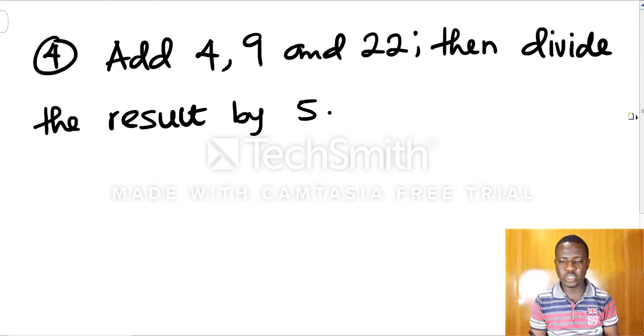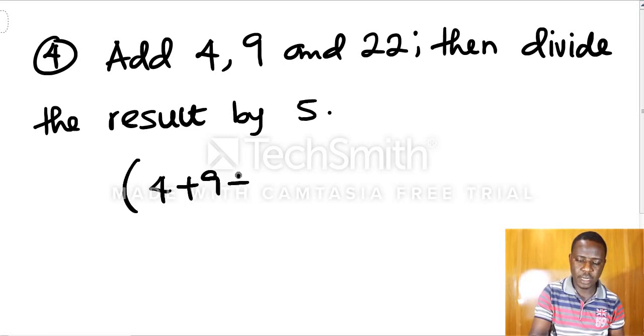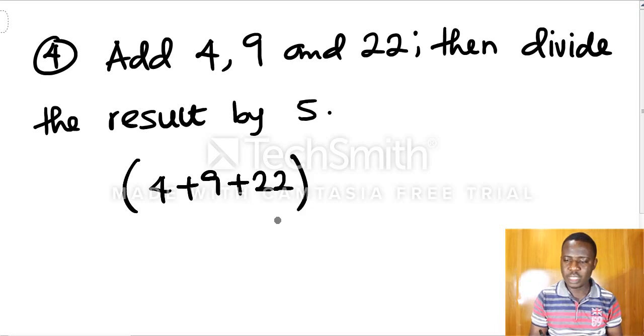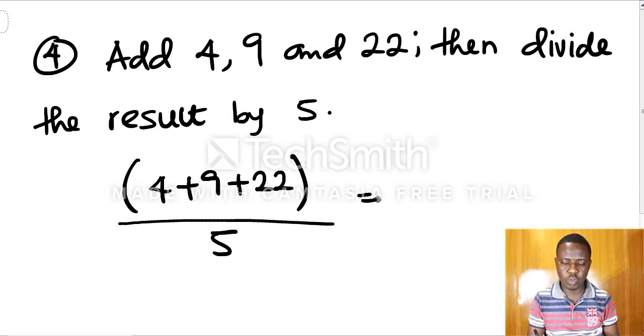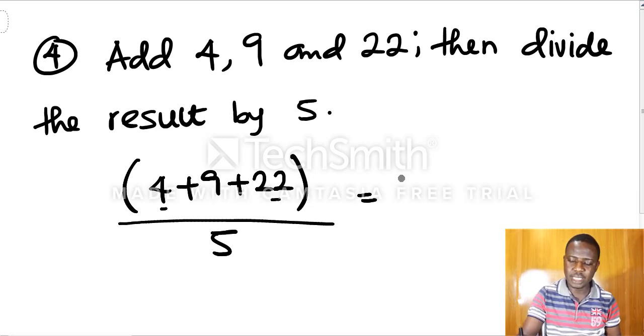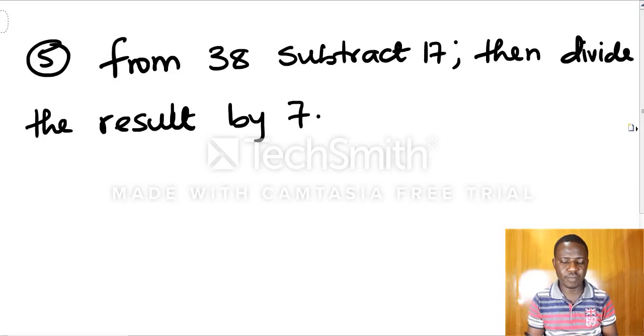Question number 4. Question number 4 says add 4, 9, and 22. That is 4 plus 9 plus 22. Then divide the result by 5. That is the sum of this divided by 5, which is equal to 4 plus 22 is 26. 26 plus 9 is 35. So 35 divided by 5 is said to be equal to 7 as your answer.